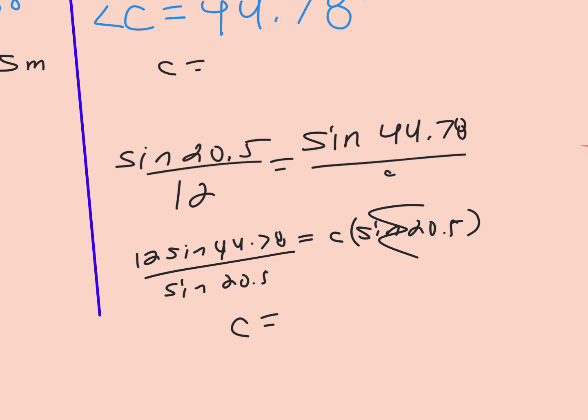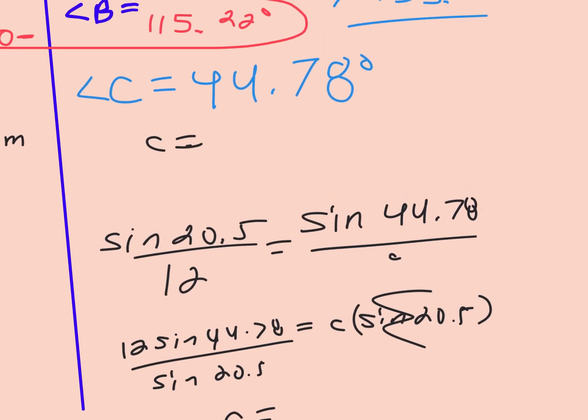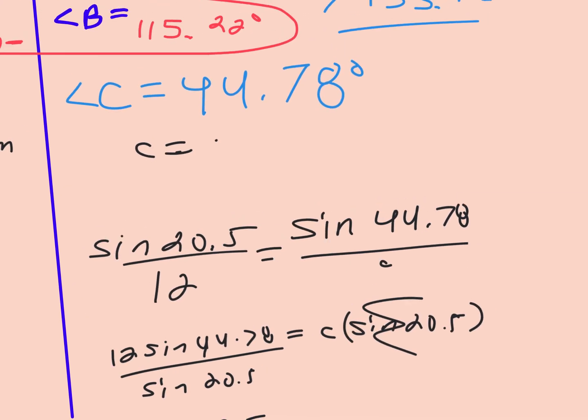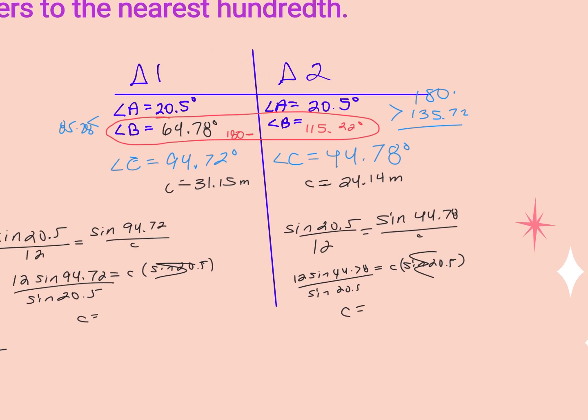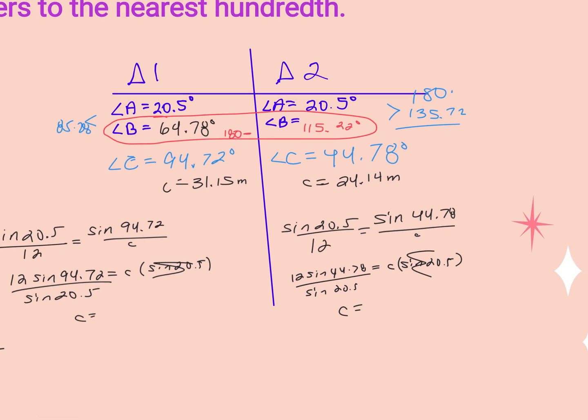How long is C? 24.136. So that'd be 24.14 meters. So in this case, there were two triangles. Again, this is not like verifying trig functions and going through and finding stuff in the unit circle. This is just tedious. You just got to pay attention.